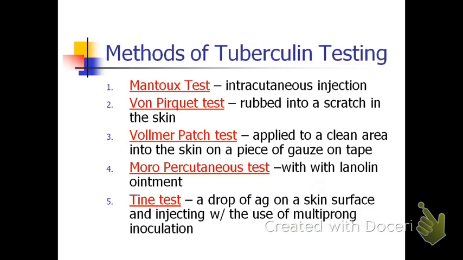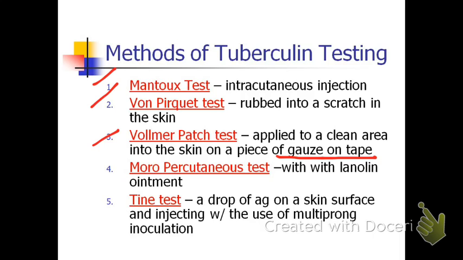So there are different ways of doing the tuberculin testing. You can use a tuberculin syringe and inject it into the skin of the patient. This is known as the Mantoux test. Or we could rub the PPD into the skin, which we call the von Pirquet test. Or we could use a gauze or a tape and apply it on the skin by means of patching, so that's why it's called the Vollmer patch test.